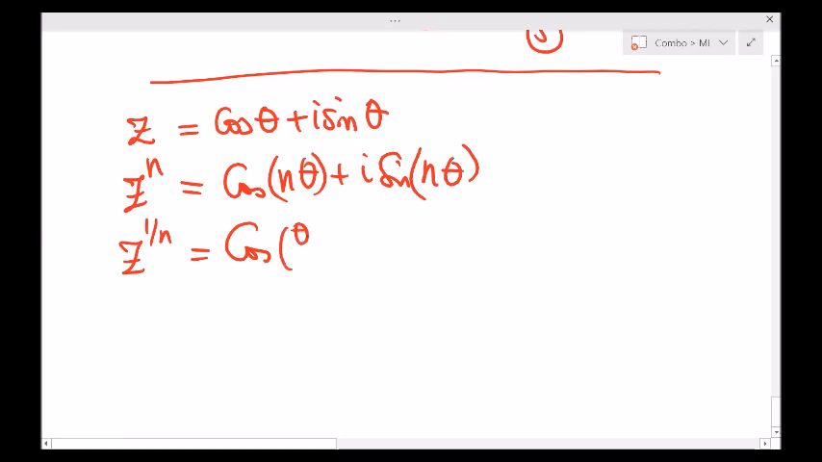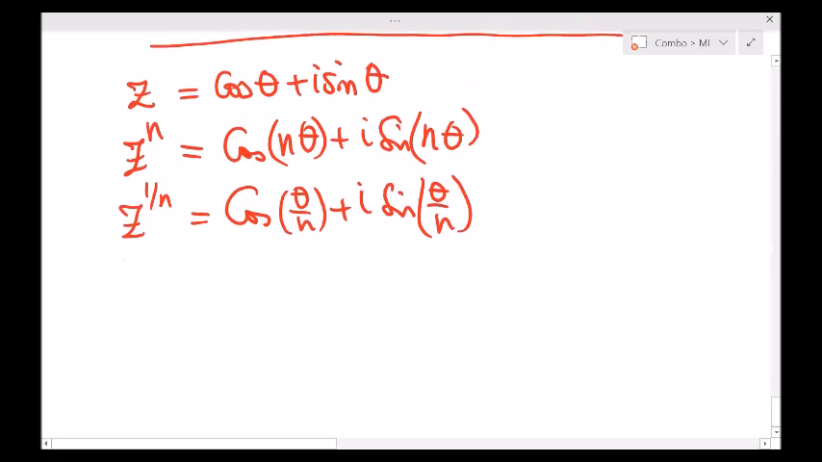Theta over n, right? So cosine of theta over n plus i sine of theta over n. There you go. Yes, I'm going to an interesting idea from here. Okay, so now I want to check, there's something called roots of unity. I want to check all the roots of unity.